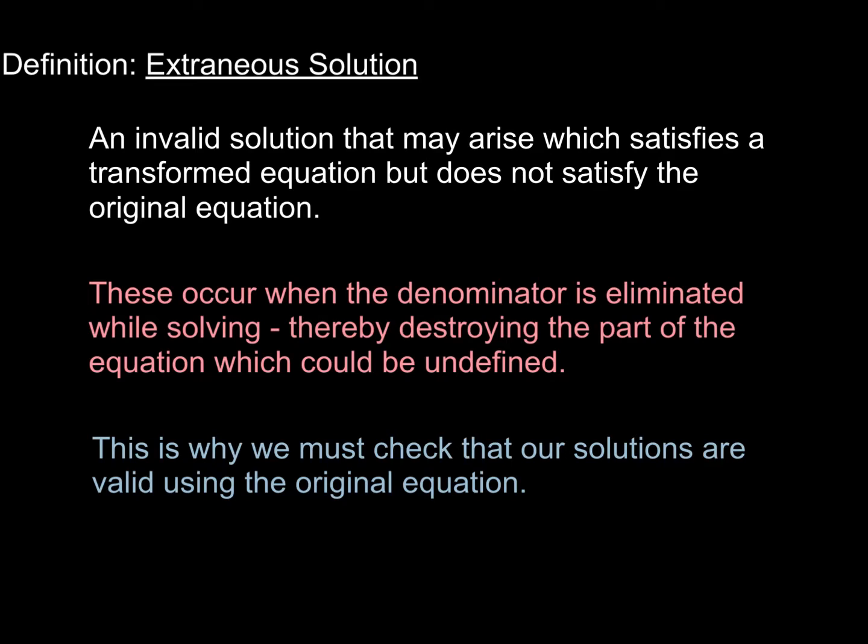And so this can occur when the denominator is eliminated while solving, right? Our goal to get a common denominator and then multiply by that denominator eliminates the denominator. So that destroys the part of the equation which would become undefined, and that's why we get a solution that seems right unless we actually go back to the original equation that has those denominators in them. And so this is why we must check that our solutions are valid using the original equation.